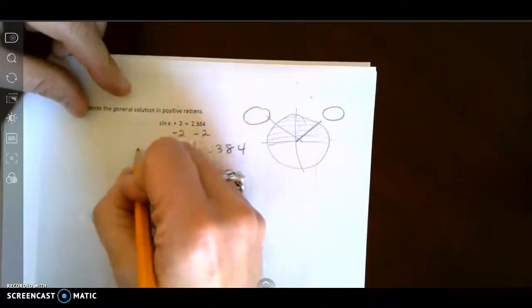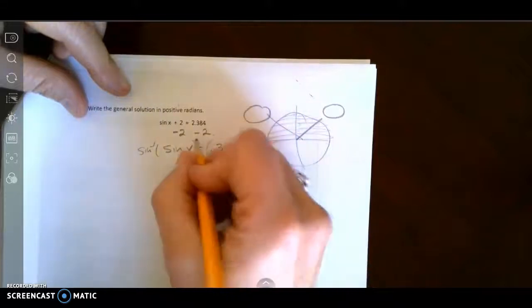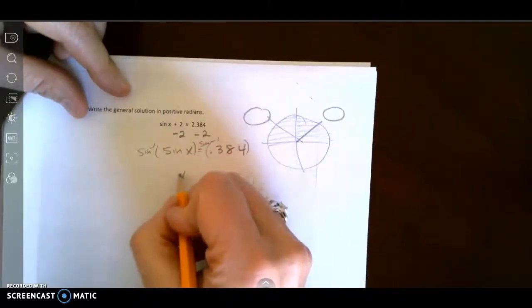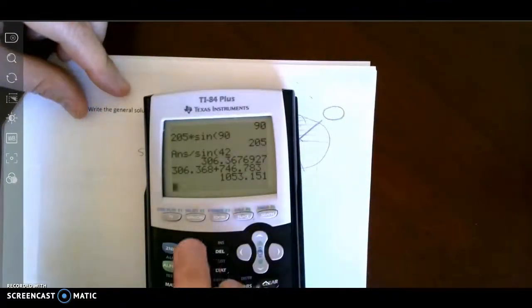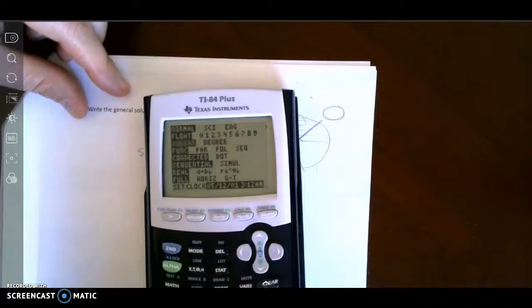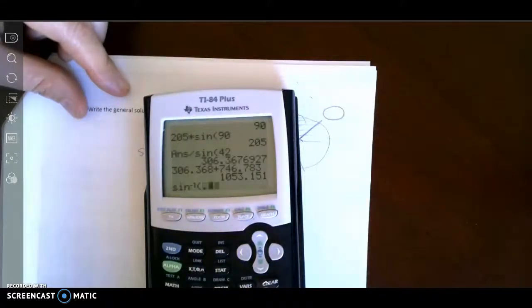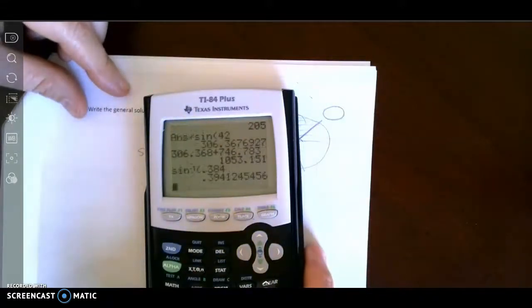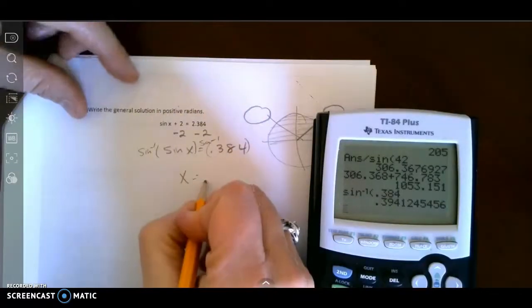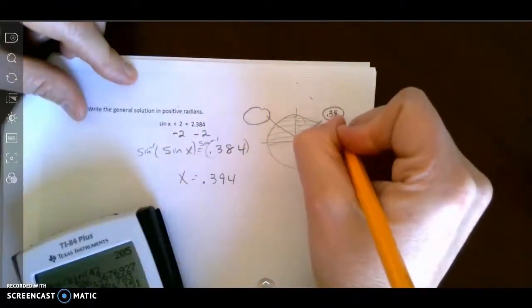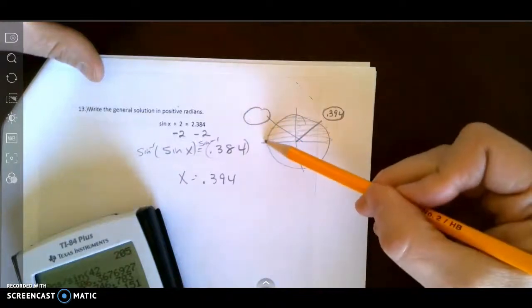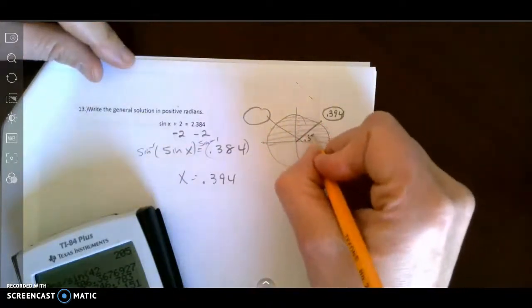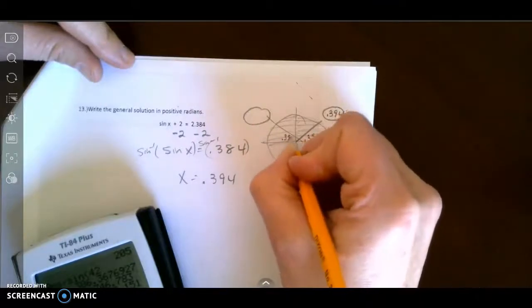So I'm going to take the inverse. Let's see what I get. This is radians, which means I need to change the mode on my calculator. Inverse sine 0.384, and I get 0.394. Which means this right here is 0.394. But I also need this one, and this one is pi minus. Remember, this is 0.394, which makes this 0.394.